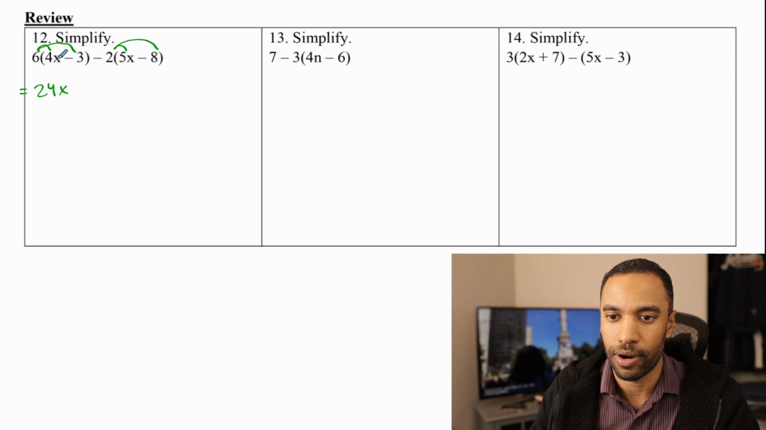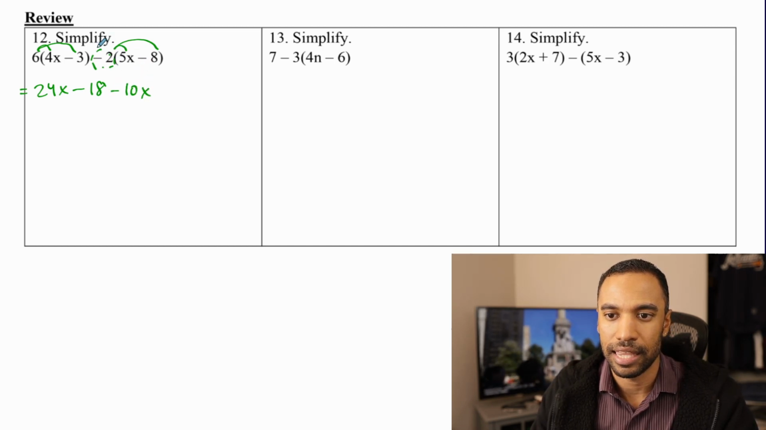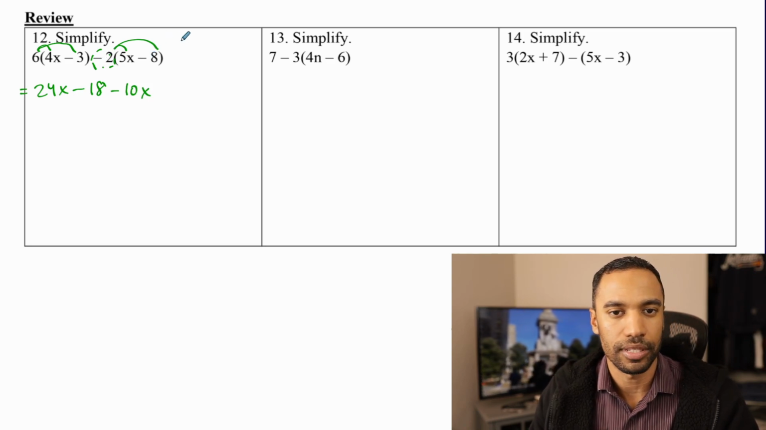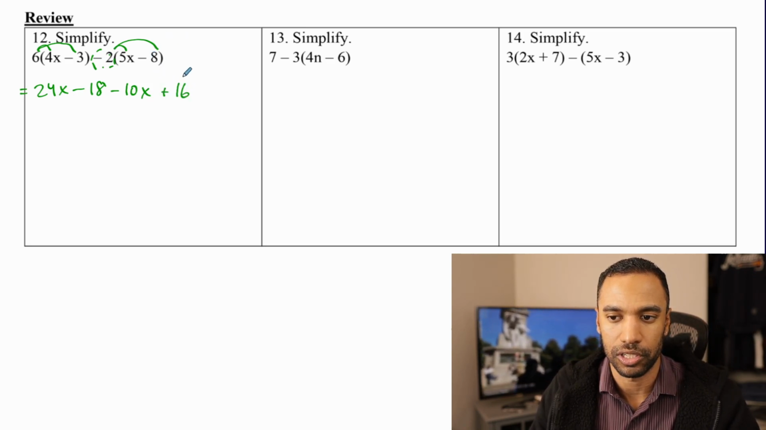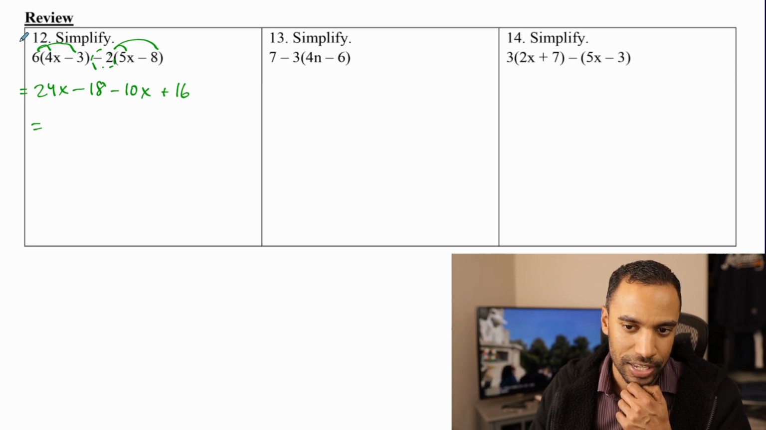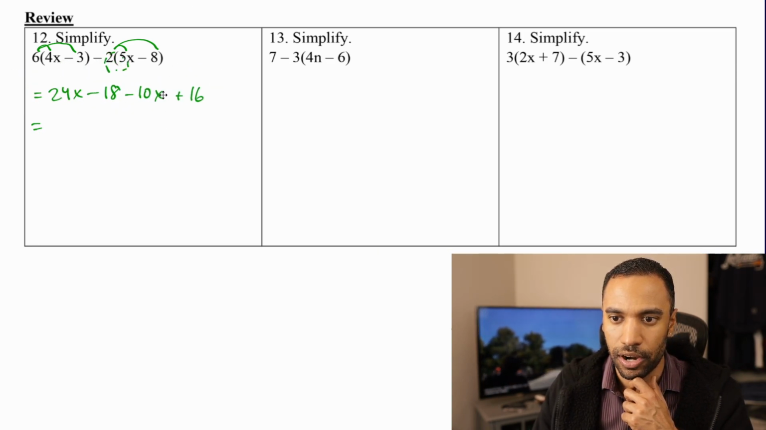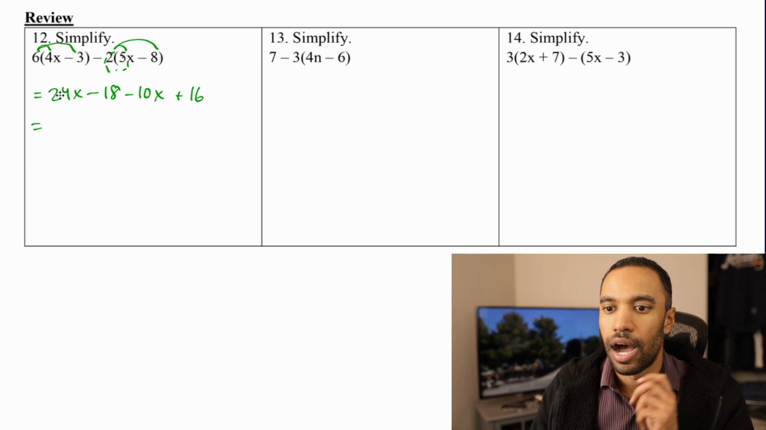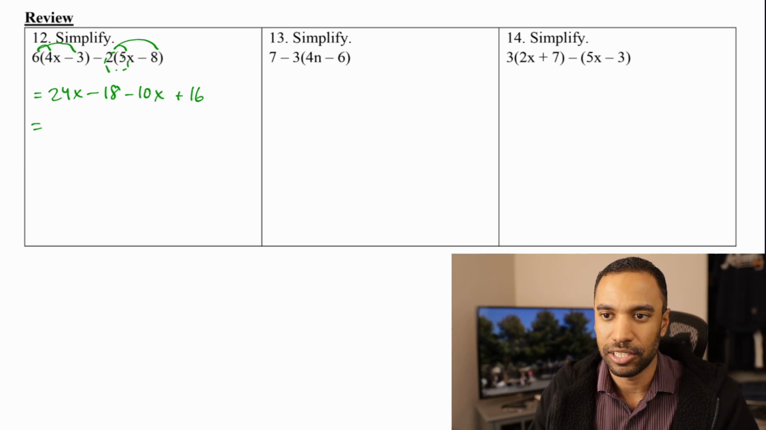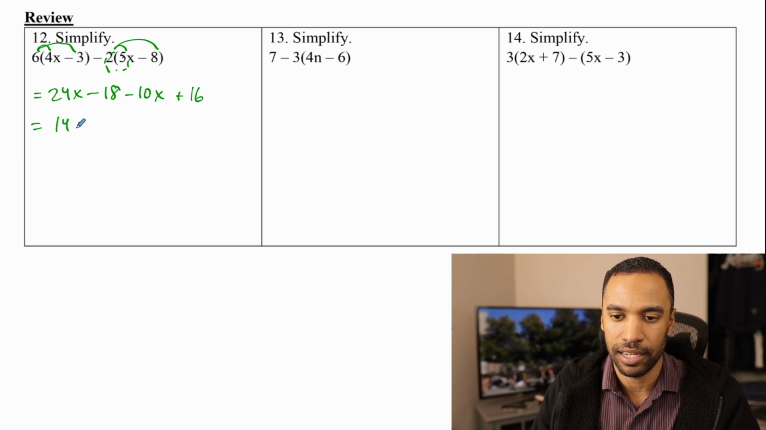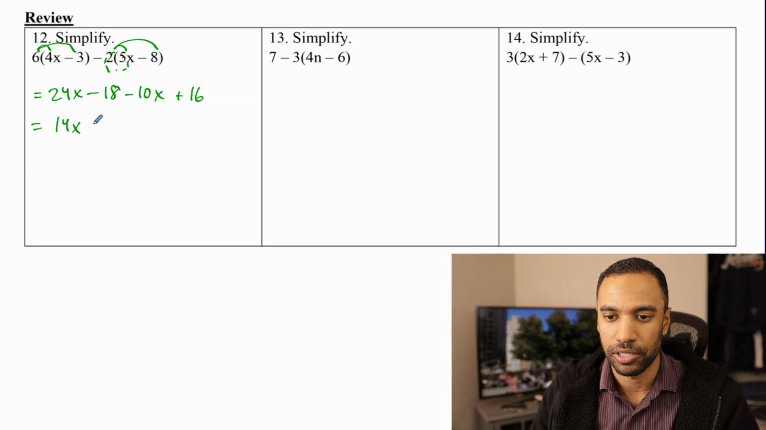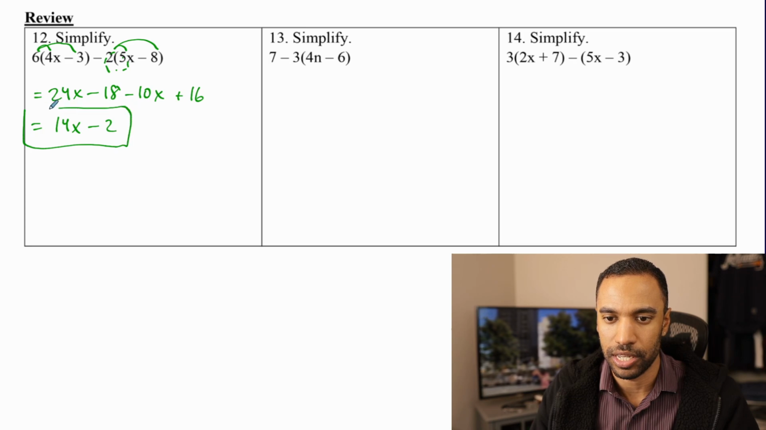This equals 24x minus 18 as I distribute the 6. This negative 2 will distribute into 5x, which becomes negative 10x. And this negative 2 will distribute into this negative 8 and become a positive 16. Negative times negative. As I combine like terms here, 24x minus 10x is 14x. Negative 18 plus 16 is negative 2. So we get 14x minus 2.